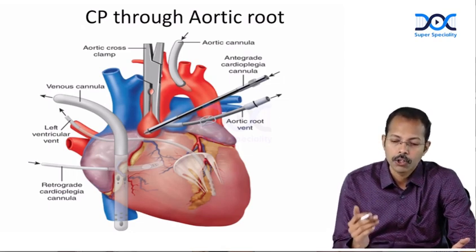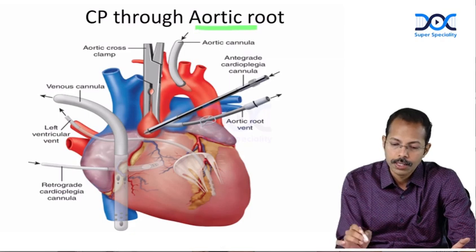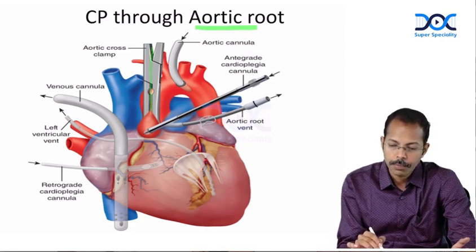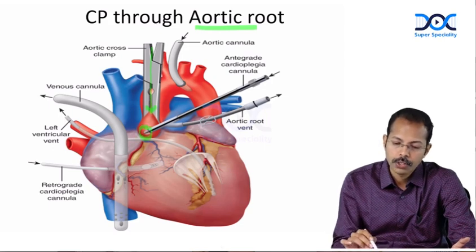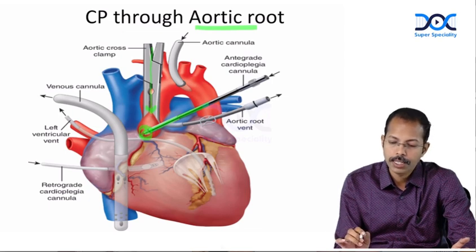This is instilling cardioplegia through the aortic root. See, in this diagram, you can see nicely the aortic cross clamp has been applied, and in the aortic root, we are taking a separate purse-string suture, and through this suture, we are infusing cardioplegia. This method is called aortic root cardioplegia.